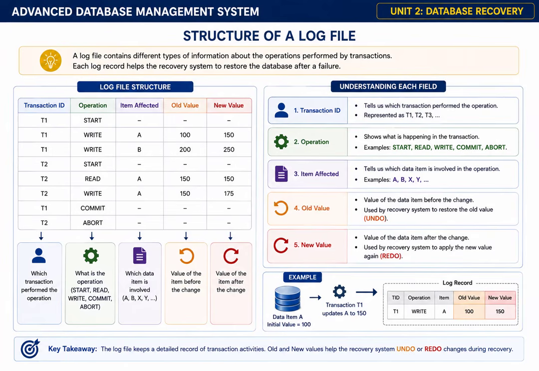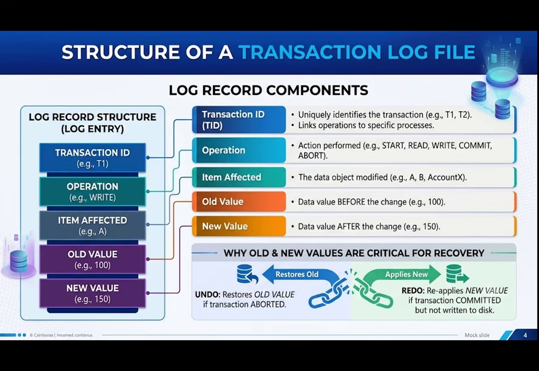Now, let us look at the structure of a log file. A log file contains different types of information about the operations performed by transactions. A log record can contain information such as the transaction ID, operation, item affected, old value, and new value. Let us understand each of these one by one. First, we have the transaction ID. The transaction ID tells us which transaction performed the operation. We normally represent transactions using names such as T1, T2, T3, and so on. For example, if we see T1 in the log, we know that the particular operation belongs to transaction T1.